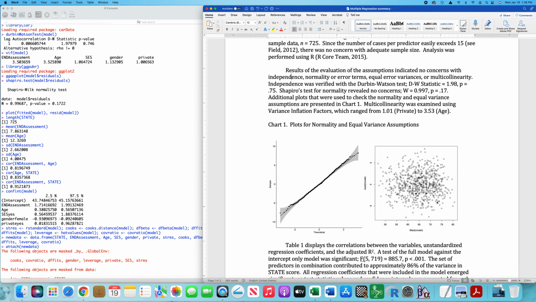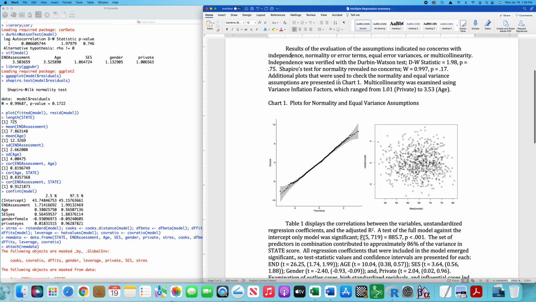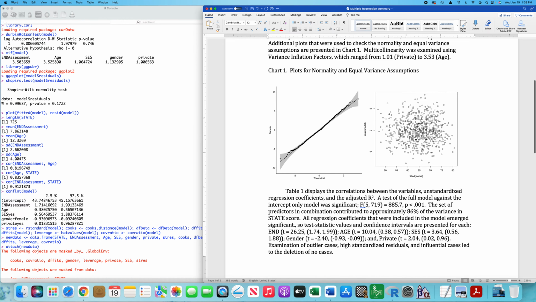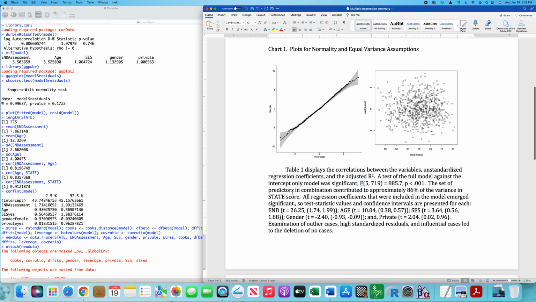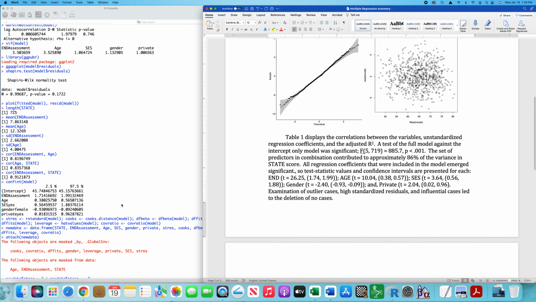Notice that we have no fanning out, just a cluster of kind of random points, which is what we want to see for the equal variance assumption. In other words, when I go to any of these points on the x-axis, the spread of the points at each of those levels is about the same. So equal variance assumption, I feel comfortable with that.